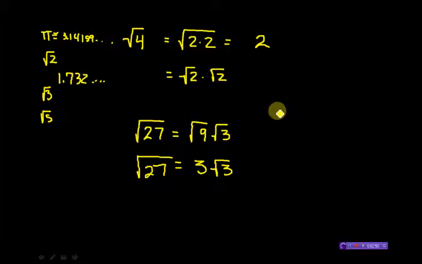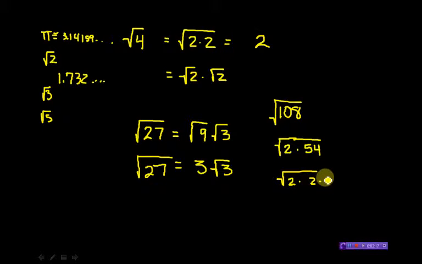Let's do one more. Let's take the square root of, let's just take any number. I'll just say 108. Square root of 108. Well, how can I write 108 differently? I could write it as the square root of 2 times 54, because 2 times 54. And this is kind of like a factor tree, isn't it? And 54 can be written as square root of 2 times 27, can't we? Well, this is interesting.